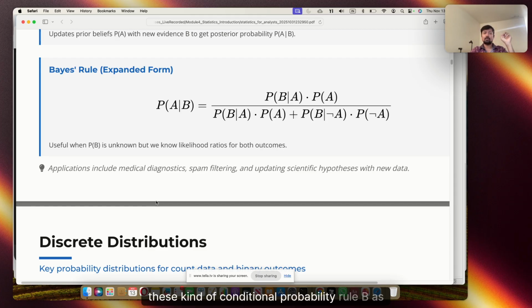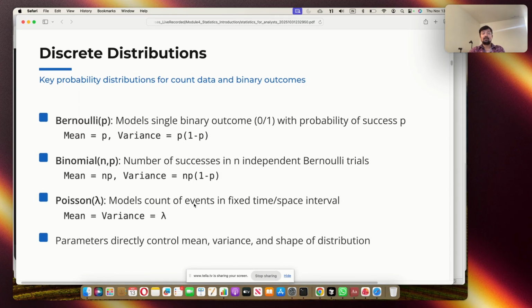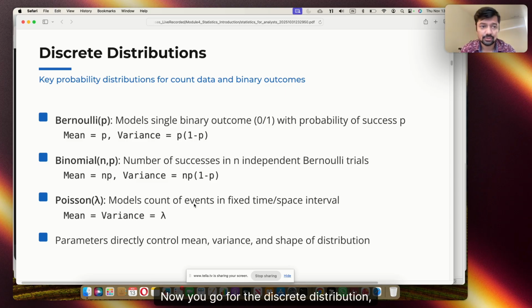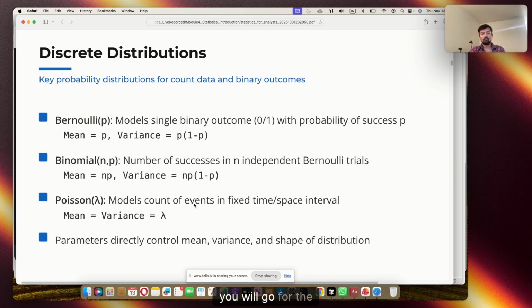These kinds of conditional probability and Bayes' rule can be used in medical diagnosis, spam filtering, and updating a scientific hypothesis from new data. Now you go for the discrete distributions, the key probability distributions for count and binary outcomes. So there are mainly three: the Bernoulli, the binomial, and the Poisson.